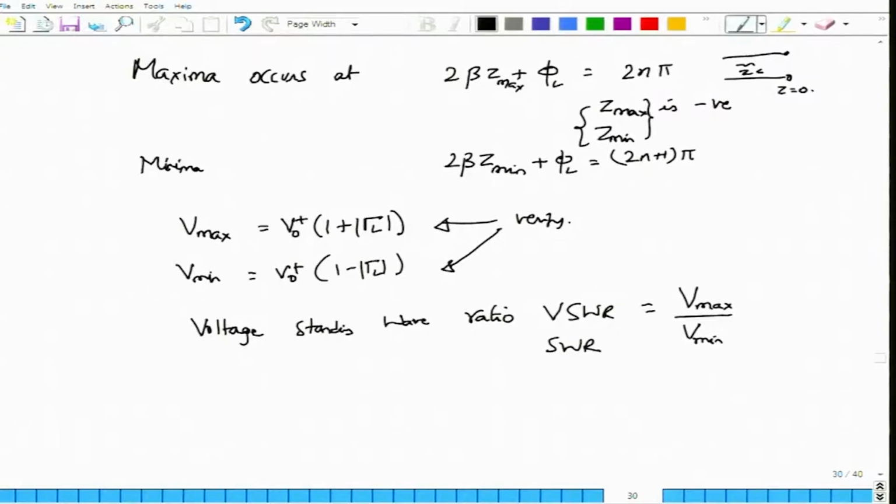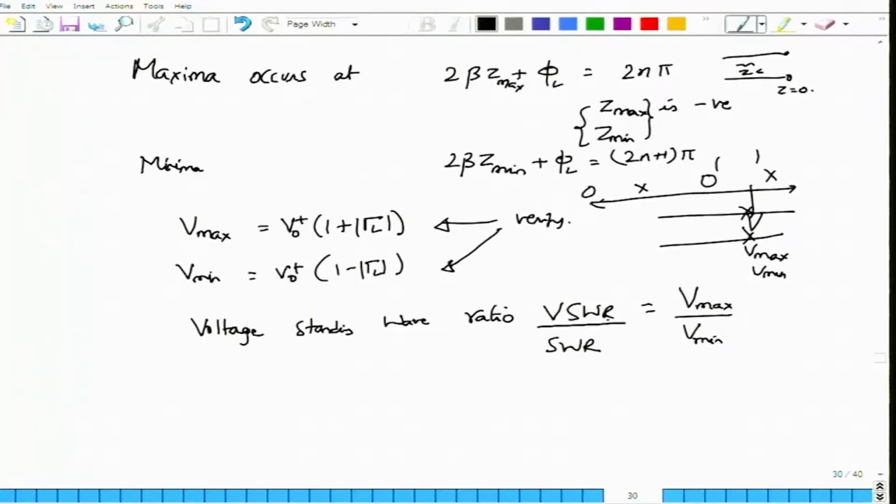Please note that both maxima and minima occur at different positions. They both do not occur at the same position. So, this position will not have both Vmax and Vmin unless we are considering a very special case to which we will come. Usually Vmax occurs here and then Vmin occurs, again Vmax occurs, again Vmin occurs. This is a periodic way in which it changes for a lossless transmission line. And we will also calculate the distance between a voltage maxima and a voltage minima shortly.